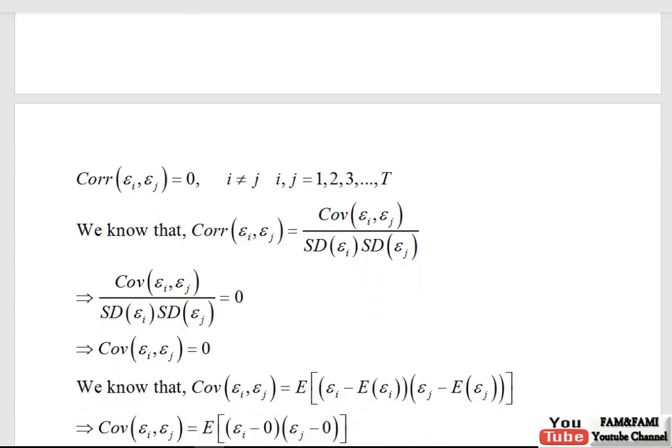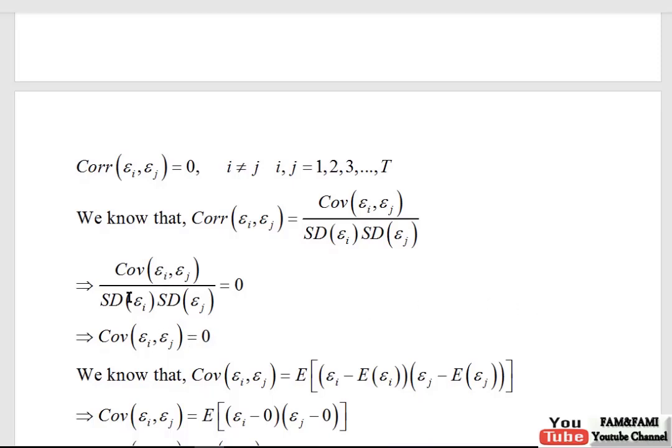So then scroll down. This assumption of no autocorrelation, this mathematical step, correlation of epsilon i, epsilon j is 0, can in other words be written in this format, that covariance is 0, because correlation is just the covariance divided by the corresponding standard deviation of epsilon i and standard deviation of epsilon j. Now writing the formula for the covariance, the covariance of epsilon i and epsilon j is the expected value of (epsilon i minus expected epsilon i) times (epsilon j minus expected epsilon j).